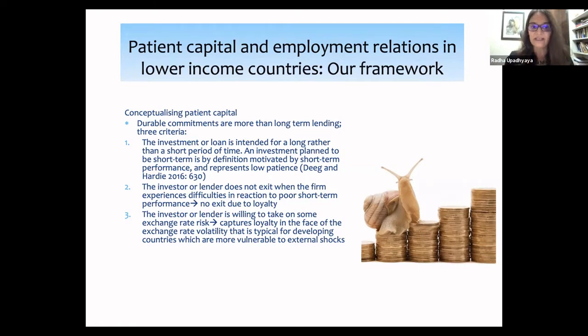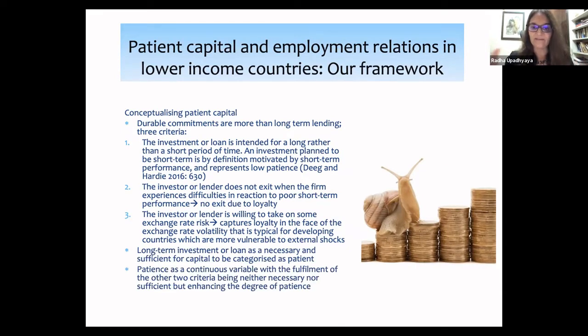Another characteristic in the literature is that an investor or a lender does not exit when a firm faces short-term issues. So the investor or lender, whether an equity or a debt lender, exhibits some form of loyalty. The third characteristic of patient capital, which we have added inductively from our research, is that an investor is willing to take on exchange rate risk. And we found this to be very important in the context of developing countries where exchange rates are very vulnerable and prone to shocks.